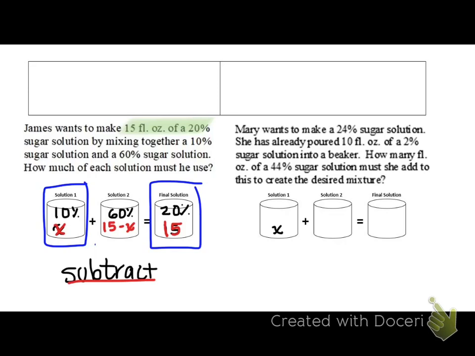So, writing this up above, we want to be able to write out the equation that's going to help us solve this. So, converting our percentages into decimals. So, 0.10 times x, which is one solution, plus 60% or 0.6 times our second solution, 15 minus x, is going to be equal to 0.20 times 15.